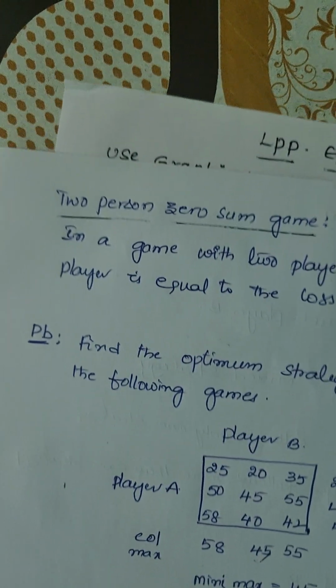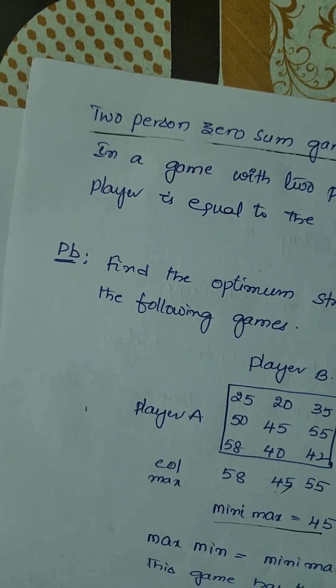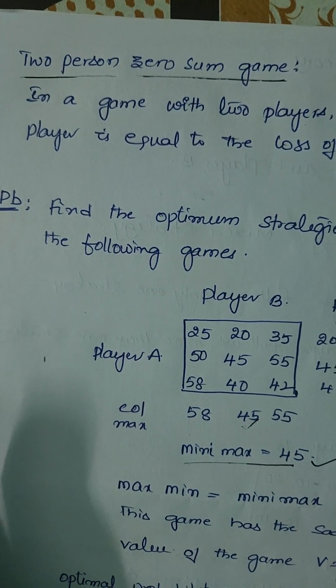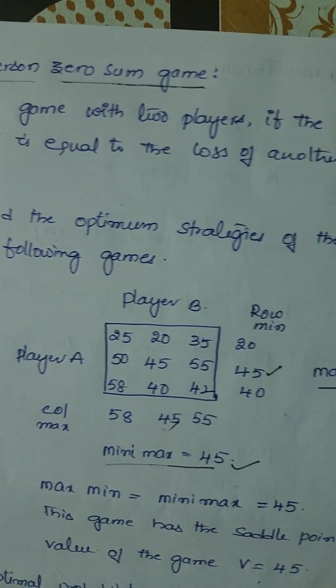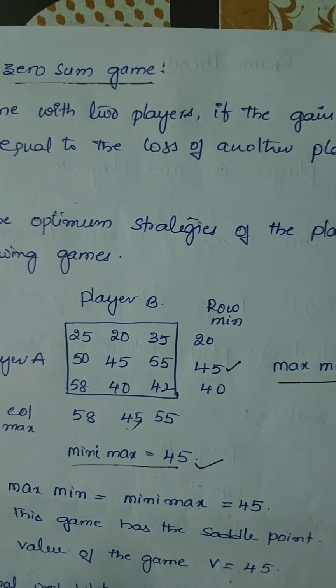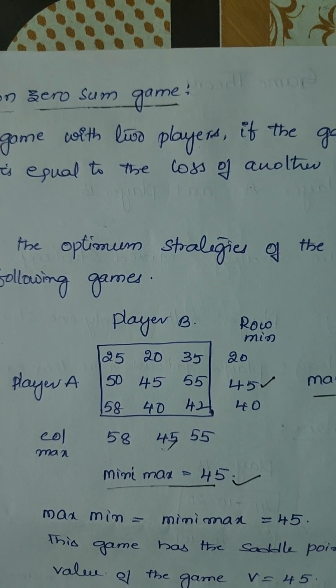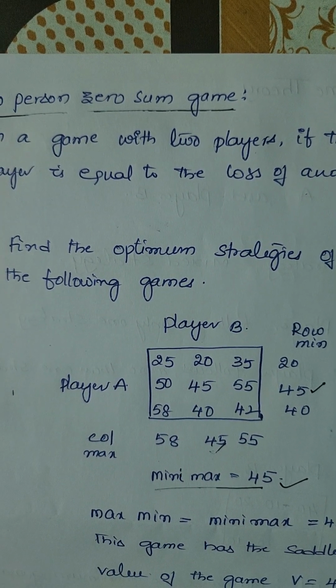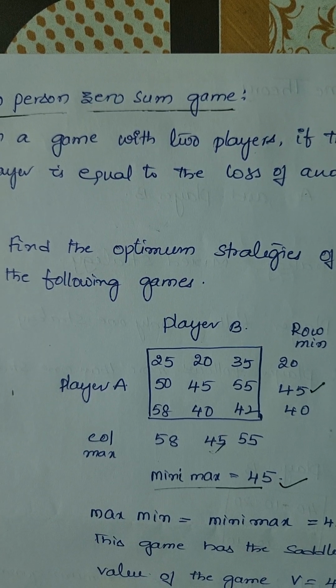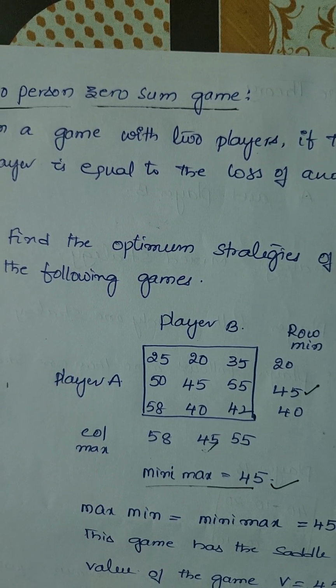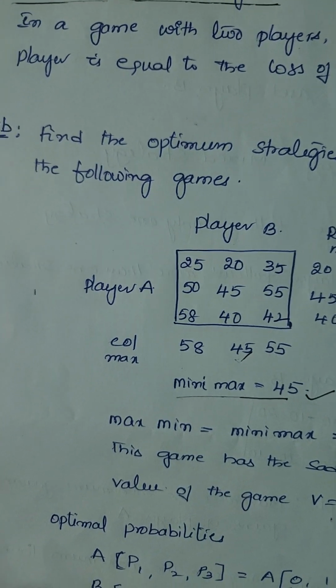And then the two-person zero sum game. In a game with two players, if the gain of one player is equal to the loss of the other player, then it is called a two-person zero sum game.